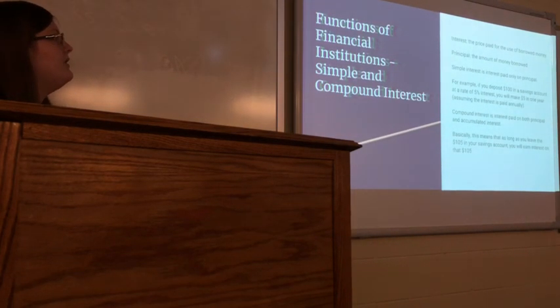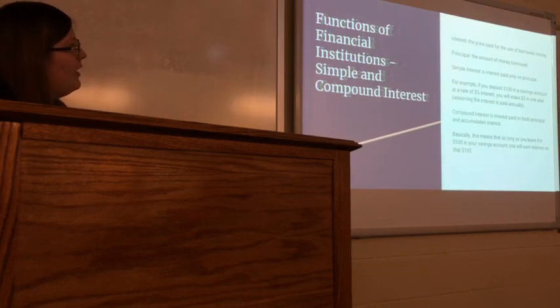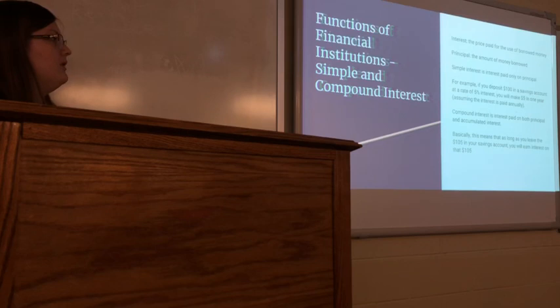Simple and compound interest. Interest is the price paid for the use of borrowed money. Principal is the amount of money borrowed, and simple interest is interest paid only on principal. For example, if you deposit $100 in a savings account at a rate of 5% interest, you'll make $5 in 1 year, assuming the interest is paid annually.